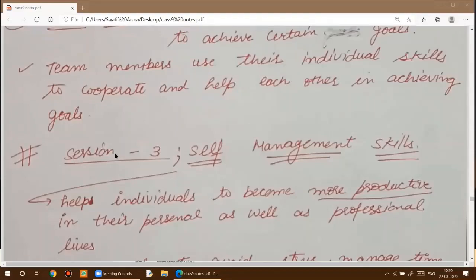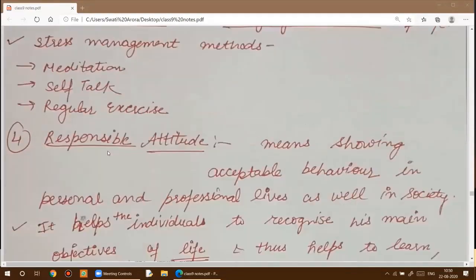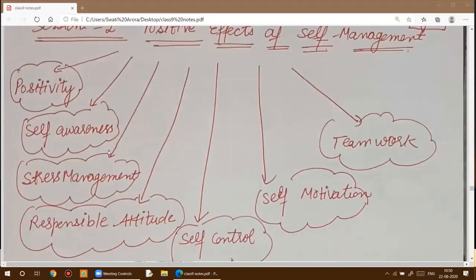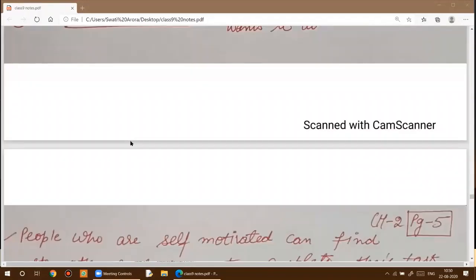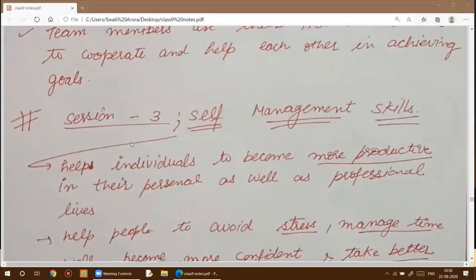So these were the important things. These are the positive effects of self-management. You will be positive, you will be self-aware, your stress will be managed, you will hold a responsible attitude, you will have control over yourself, you will be self-motivated, and you will find teamwork easy also. So self-management is a very important tool that should be practiced.